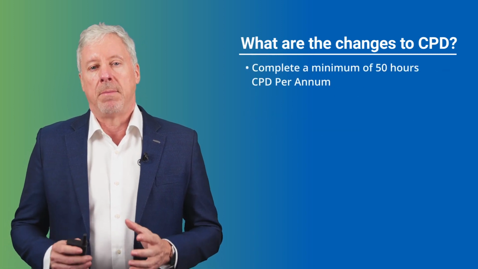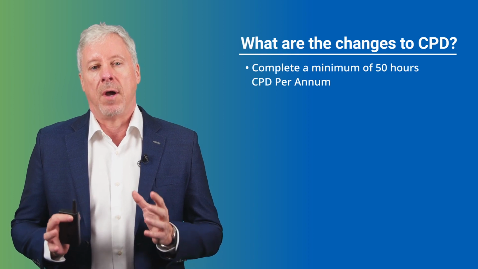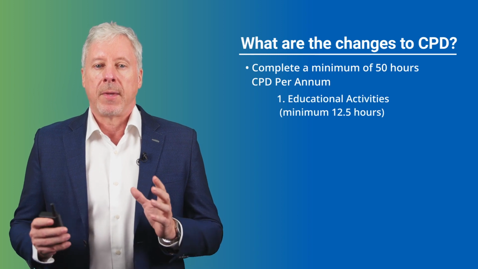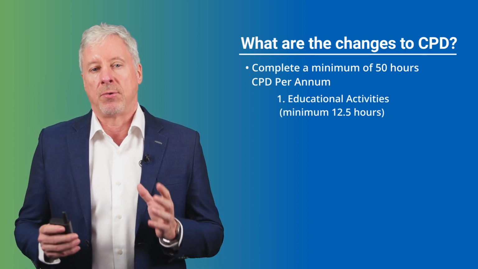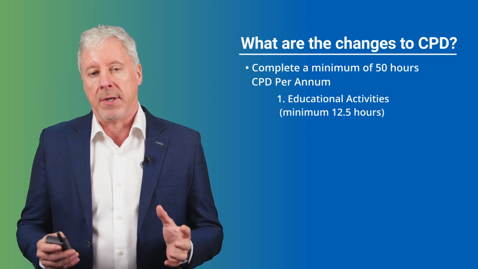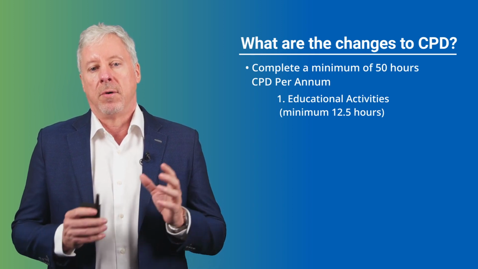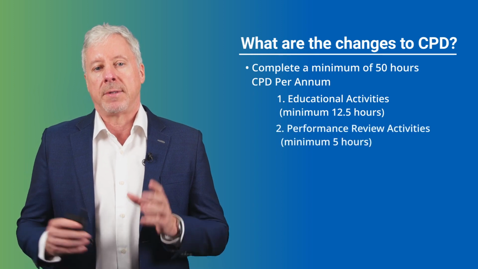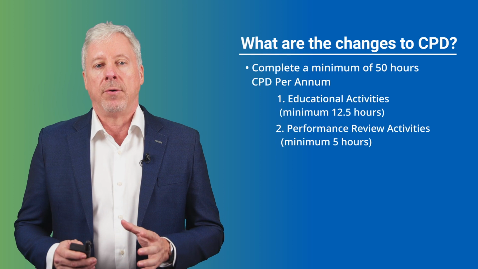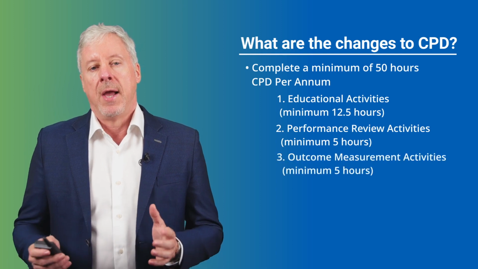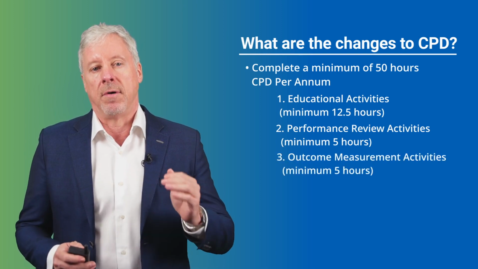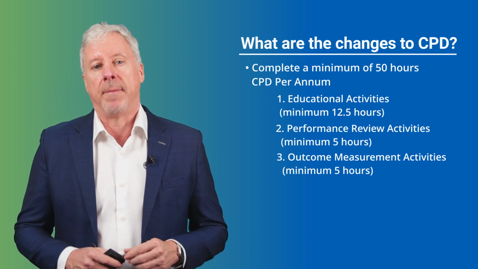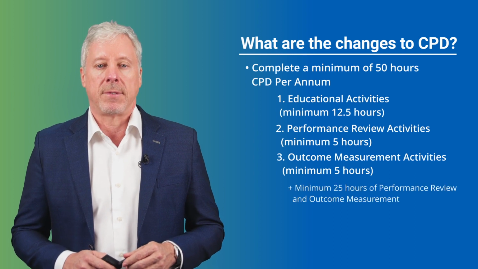You need to complete a minimum of 50 CPD hours over the year, and they're broken up into these parts. The first part is the education activities, so a minimum of 12.5 hours of educational activities that aligns back to your professional development plan that you created earlier. You then also have to conduct performance review activities and also outcome measurement activities, and you have to do at least 5 hours of performance or outcome measurement activities, but the total of the two, performance and outcome, needs to be a minimum of 25 hours.